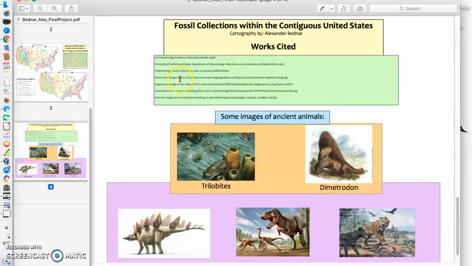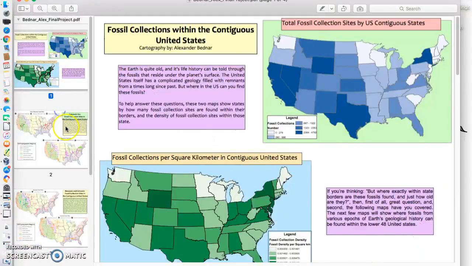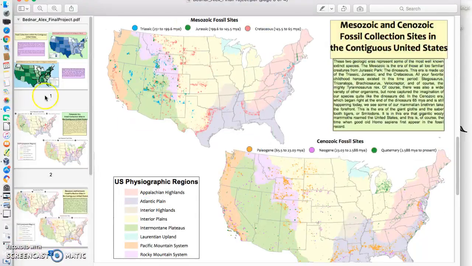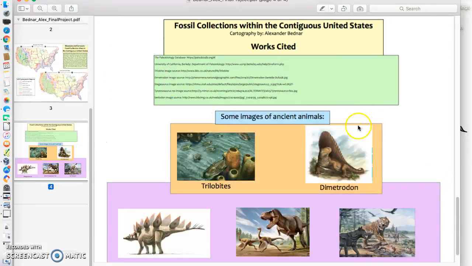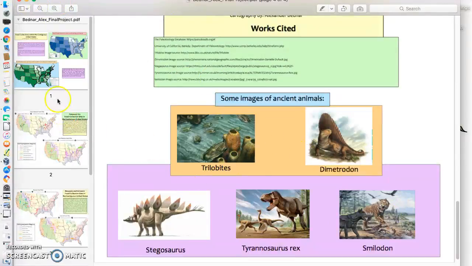I also have a works cited page that includes the Paleobiology Database, as well as the University of California, Berkeley Department of Paleontology site, where I received much of my information that I use in the little information bubbles that are on each of the portions of my maps. And I also include pictures of some of the more well-known animals from each area. So that is the bulk of my project.